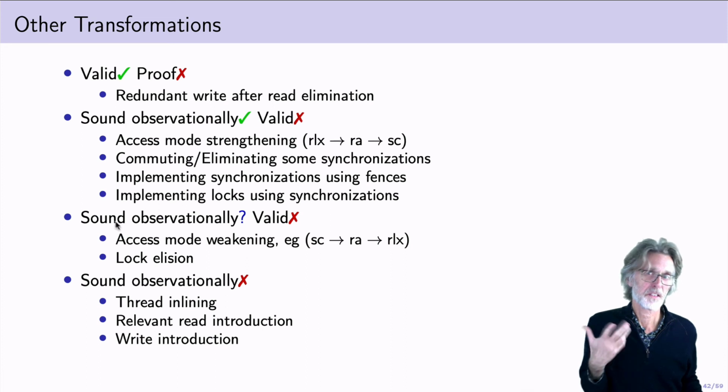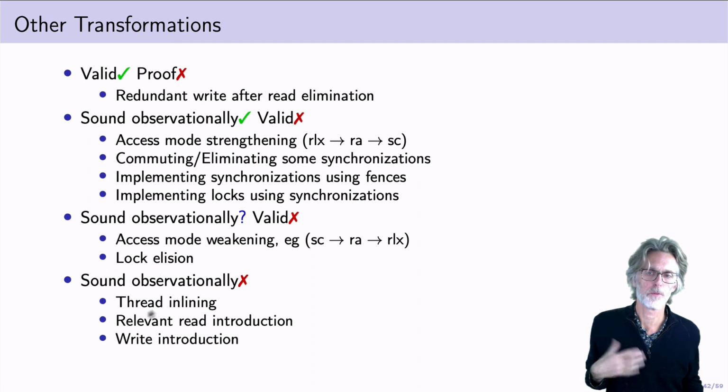Other transformations are sound observationally in some contexts, but still are not valid in the model. This includes access mode weakening and lock elision. And other transformations simply aren't going to be valid observationally, including thread inlining, relevant read introduction, and write introduction.